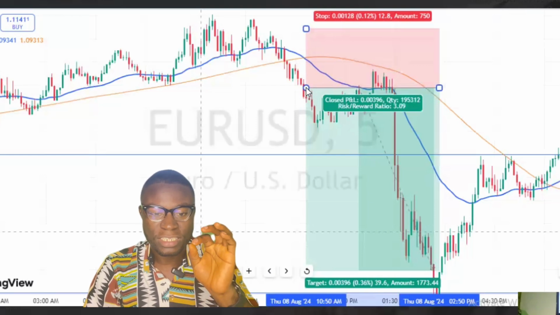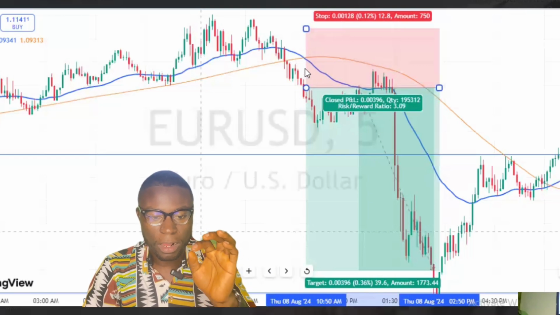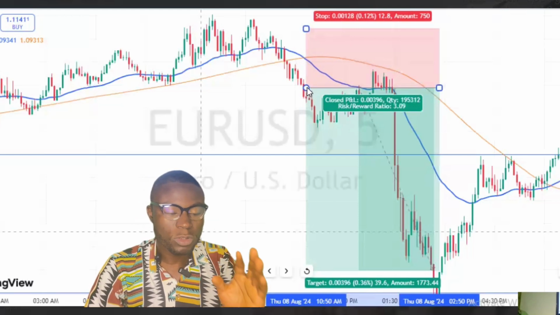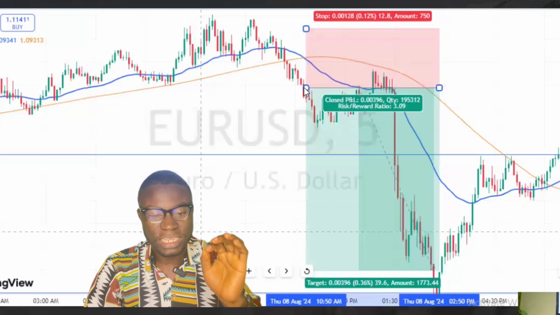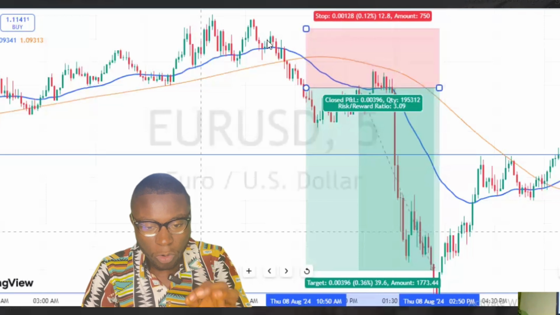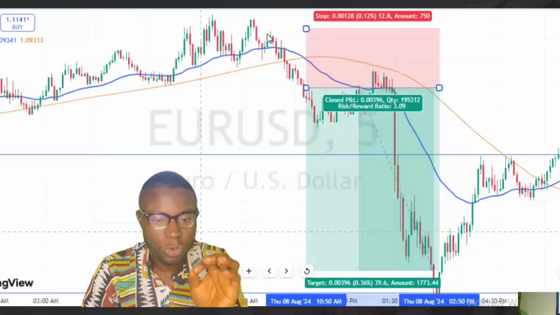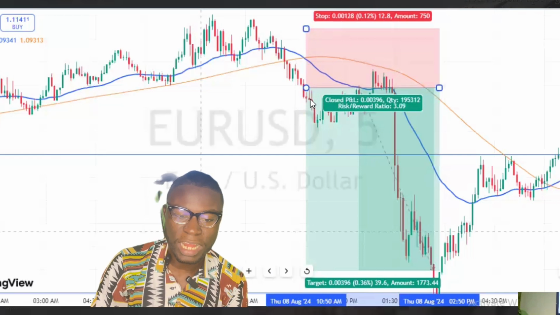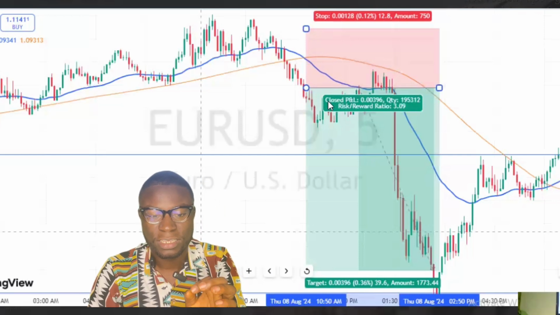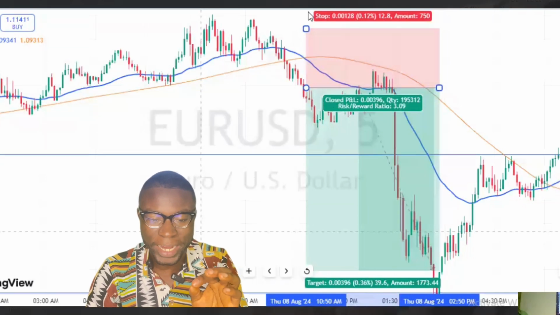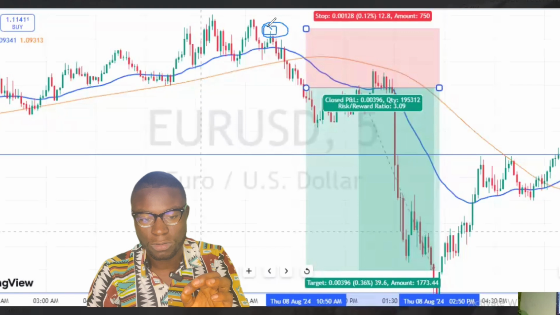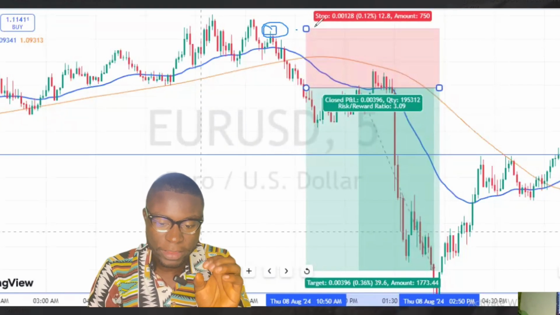Now when you take your trade at the cross below, this is for a sell position. When you take your trade at the cross below, your stop loss should come above the most recent high. That is if you are selling. Okay, this is the sell scenario. So your stop loss should come above this most recent high. This is the most recent high here. So your stop loss should come above it, right? Just as we have here.